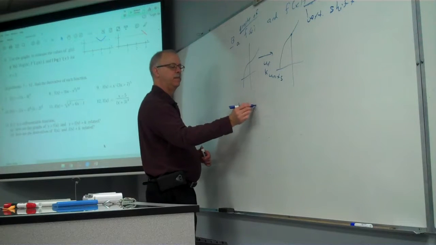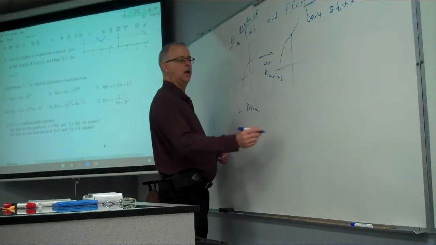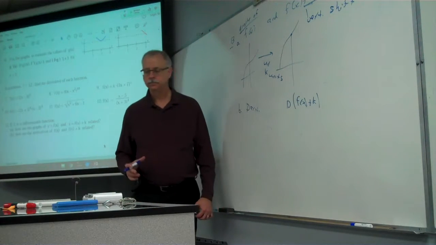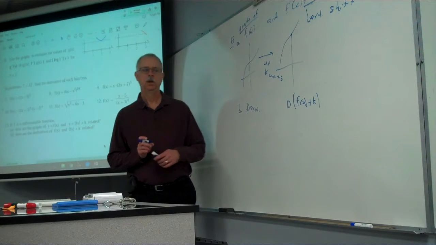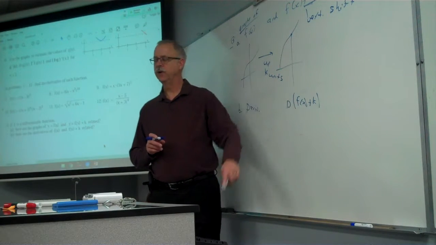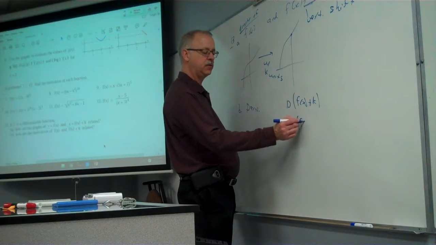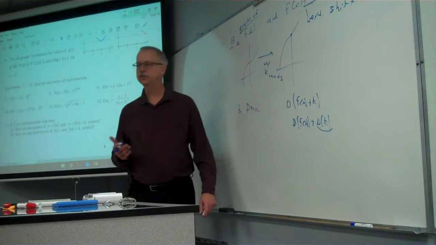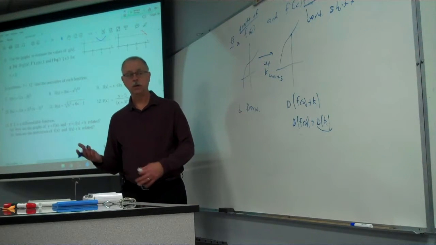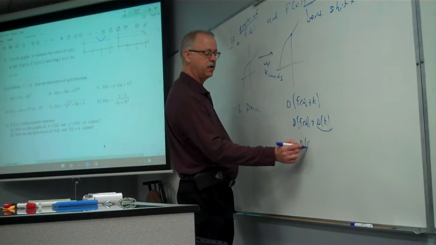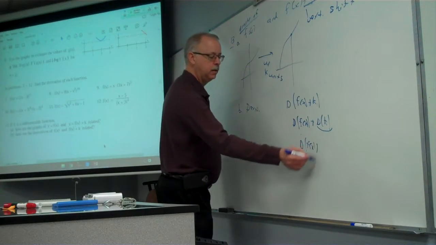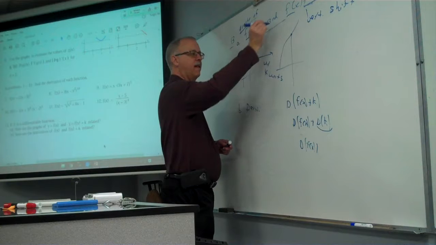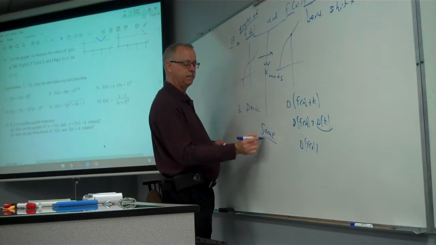In terms of the derivative, let's look at the derivative of f of x plus k first. Derivative of a sum is the sum of the derivatives. So we can take the derivative of f plus the derivative of k. And what's the derivative of a constant? It's 0. So we just get the derivative of f of x, which is what we get if we just take the derivative of f of x. So in fact, these two have the exact same derivative.